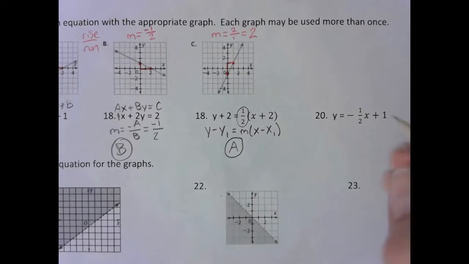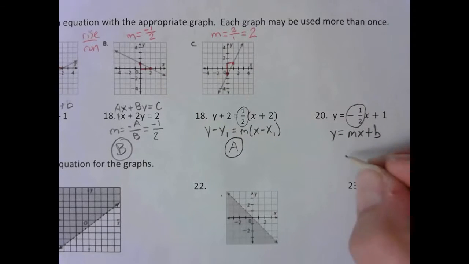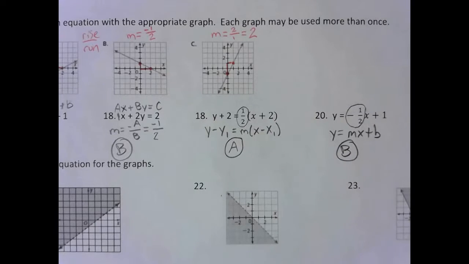And finally, 20. We're back to y equals mx plus b. So that means our slope must be -1/2. And graph B has a slope of -1/2. Moving on to the next set.